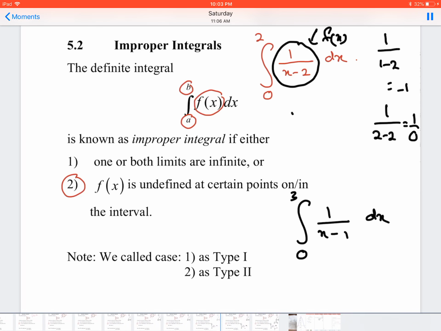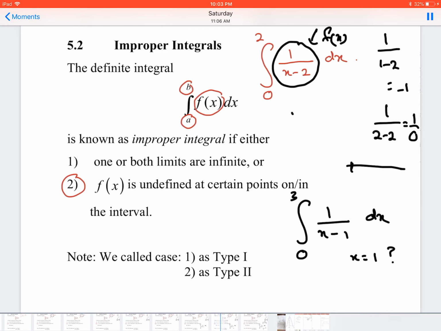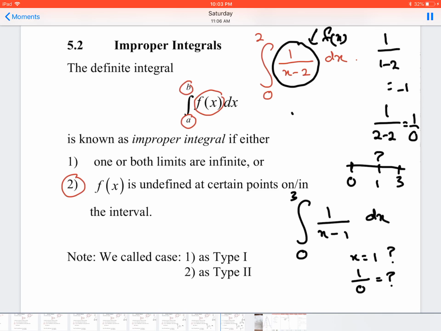But did you realize what happens when x equal to 1? Your limit 0 to 3 is okay, but there is a problem when it is at x equal to 1. Why is it a problem? Because when you replace x equal to 1, you will get 1 over 0, where the function cannot be found at x equal to 1. So this is also another case that you will see later. Okay, so that is the introduction of the improper integral before we proceed with the example.